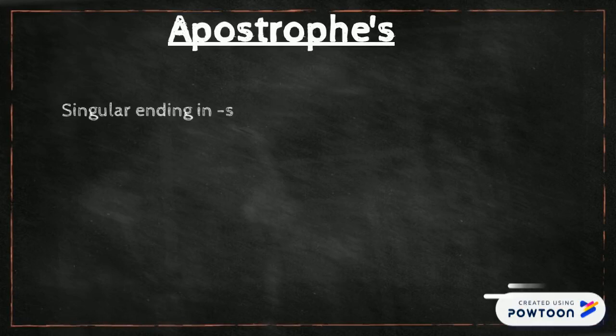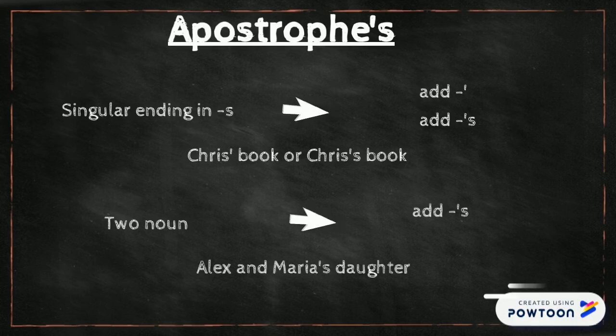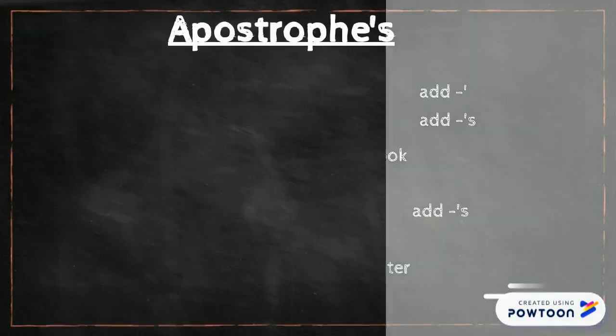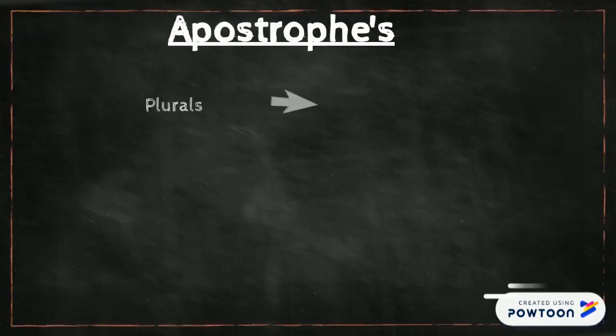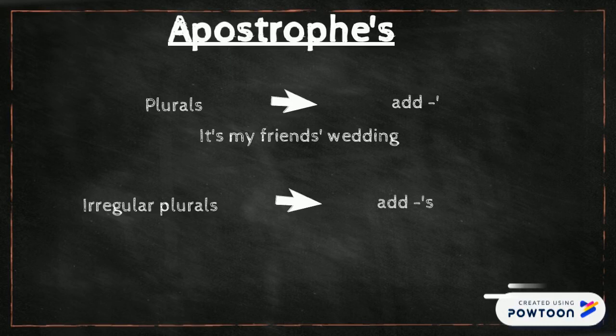If a name or a singular noun finishes in S, we either put an apostrophe at the end of the word, like Chris' book, or we add an S, Chris's book. If there are two people, we put the S on the second name. With plural nouns, we put the apostrophe after the S. For instance, friends'. With irregular plurals which don't end in S, such as people, children, men, etc., we add an apostrophe S.